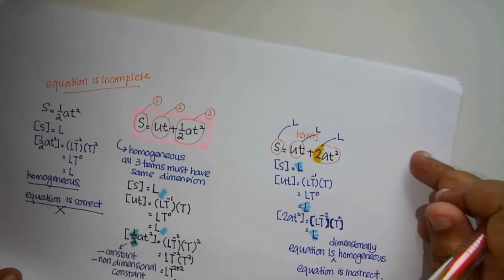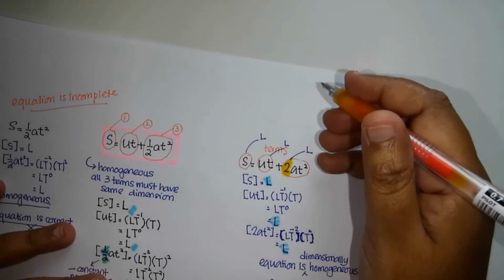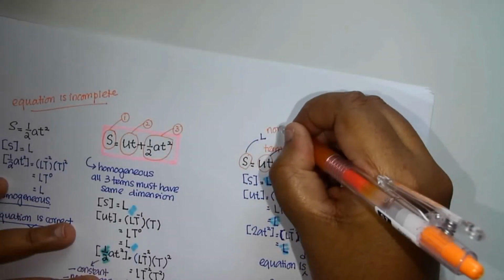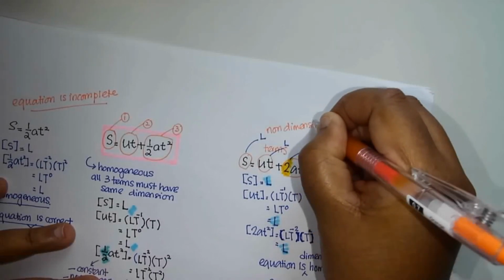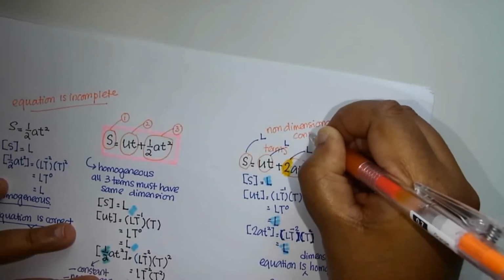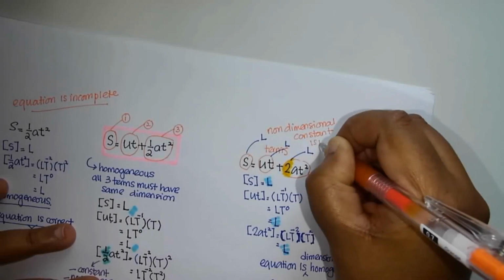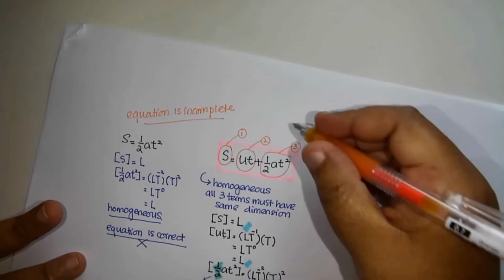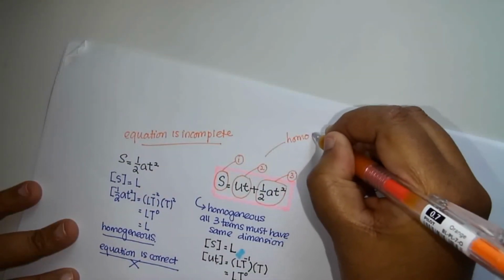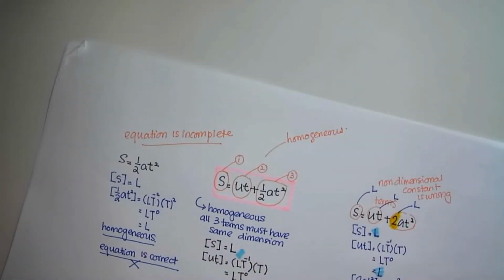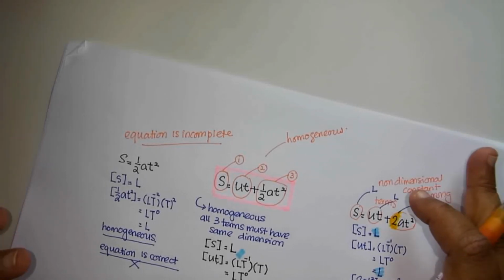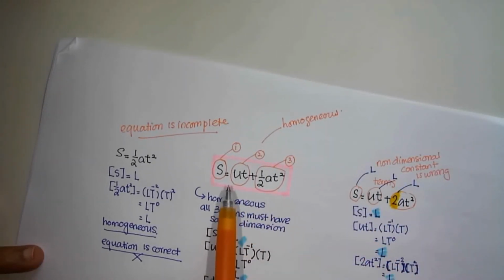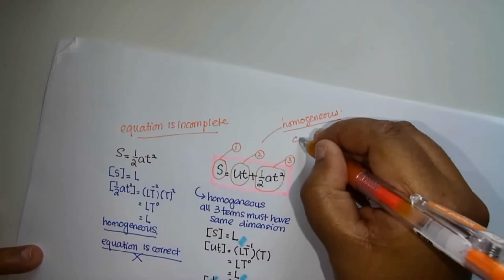This equation is not correct because the non-dimensional constant is wrong. This equation is correct because it is homogeneous and the validity of the equation is confirmed by carrying out an experiment to investigate the relation between variables in the equation. So this is homogeneous and correct.